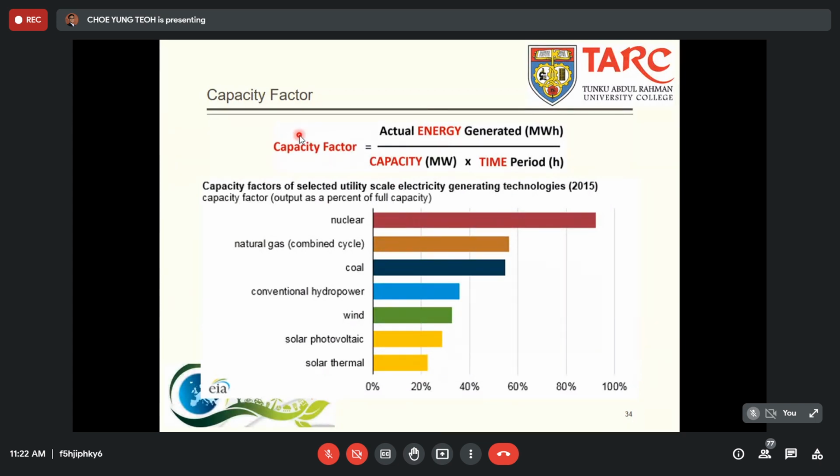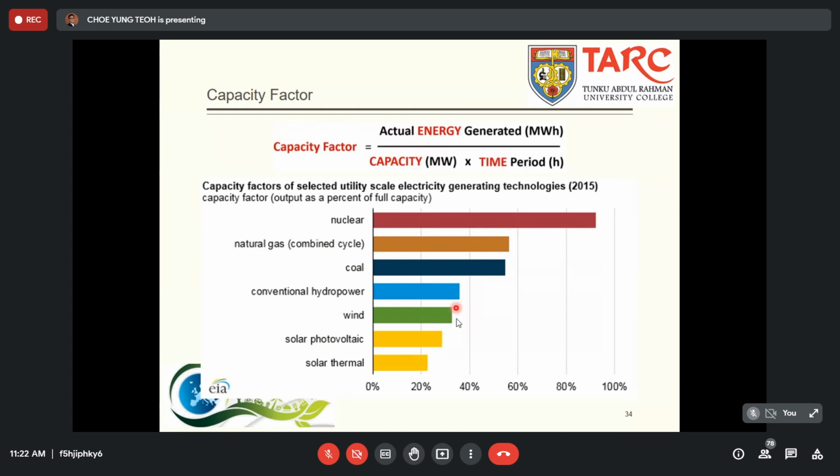Okay, so you see this general definition of capacity factor over here. It's the actual energy generated in megawatt hours, meaning the real power generated in 1 year or maybe 1 day, divided by capacity times the time. This capacity times the time means the maximum. Let's say I have a power plant of 10 megawatt. Assume that you run at full capacity all day, then this should be my maximum value. So actual divided by the ideal, something like this, is the capacity factor.